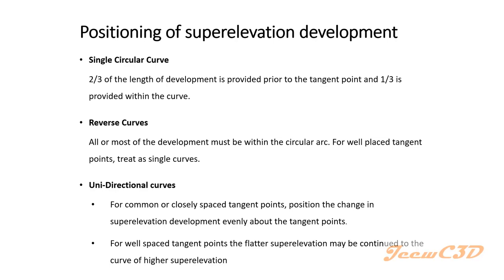In a single circular curve, it says 2/3 of the super elevation development length is to be provided prior to the tangent point, and 1/3 should be positioned within the curve. This is given in the RDA guidelines. Other guidelines such as AASHTO have other definitions, but this one is related to the RDA design guidelines. So 2/3 should be on the tangent and 1/3 on the curve. If your super elevation development length is 30, and it is a simple curve or a single circular curve, your 20 meter length would be on the tangent side and the 10 meter would be on the curve side.